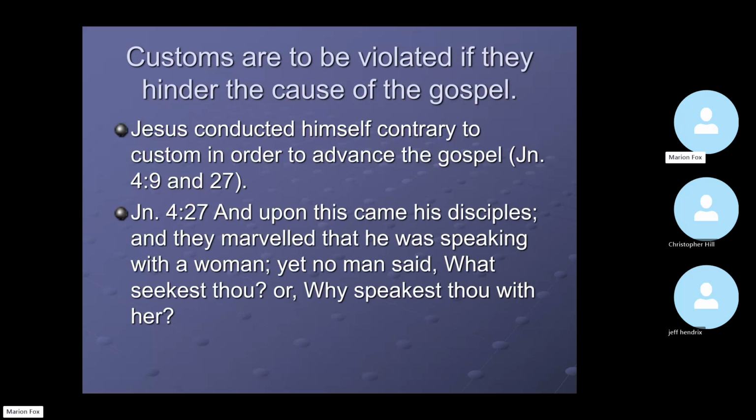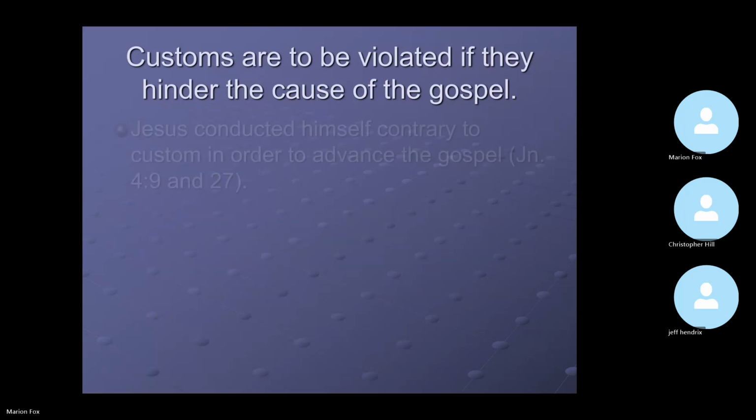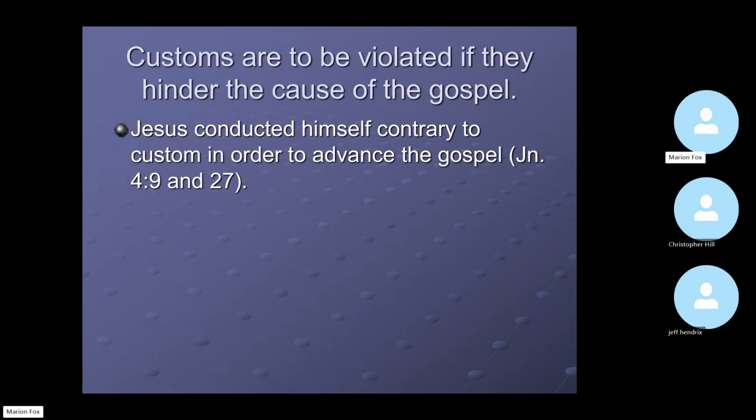And so we have a problem. We have two problems here. She's a woman, and secondly, she's not of the Jewish race. She's a Samaritan, which appears, to the best we can tell, to be a cross between Jews and Gentiles intermarried with one another. So the Samaritans appear to be a mixed race of Jewish blood and Gentile blood. And Jesus conducted himself contrary to custom in order to advance the gospel in this passage. So we have a pattern for us as well.